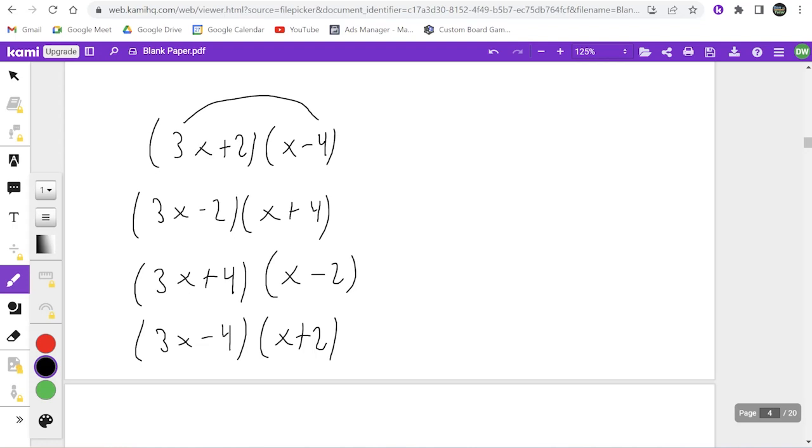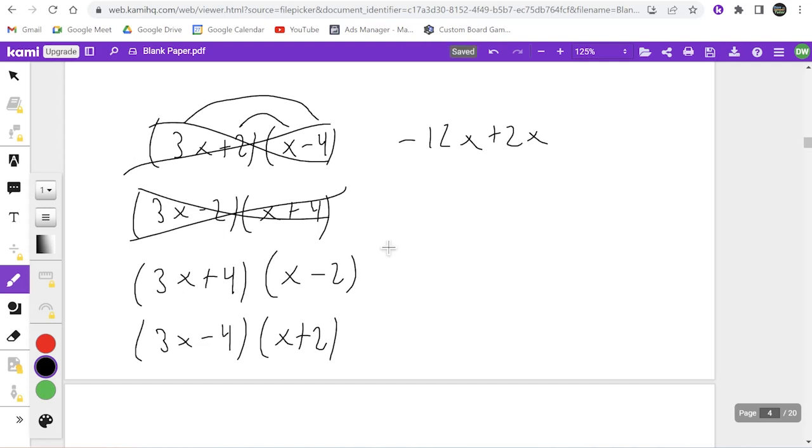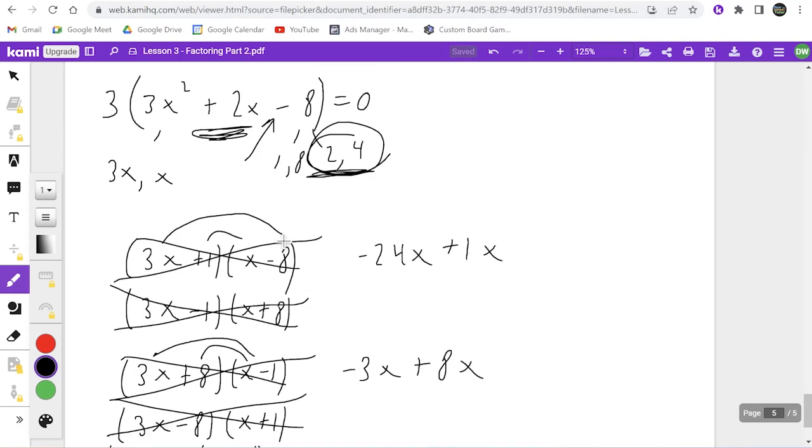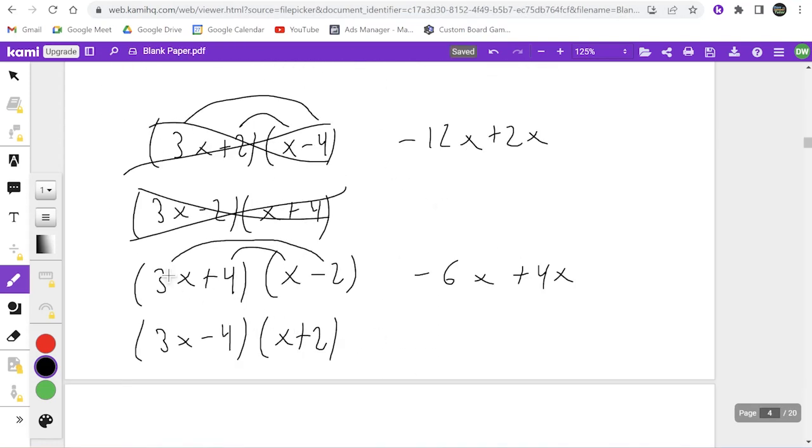So 3 times negative 4 is negative 12x, plus 2x. Looks like I'm going to get minus 10x here. Again, wrong. And it looks like the next one's wrong too, because that would get me positive 10x, because I flipped the signs. And there was only one combination left, so this was not intentional, but it looks like it will be one of the last two. 3x times negative 2 is negative 6x plus 4x. That's plus 4x. So that's going to be negative 2x. I wanted positive 2x. I can't believe it. It's the very last one.